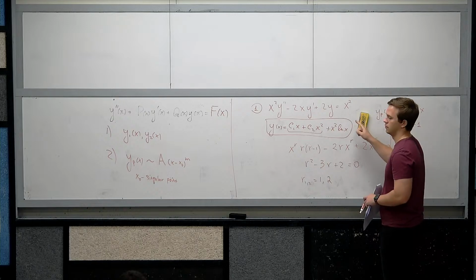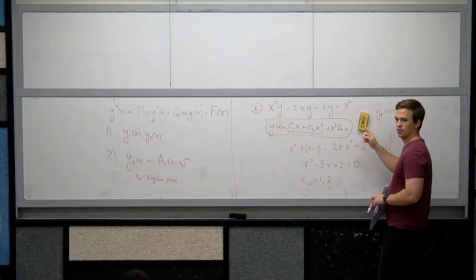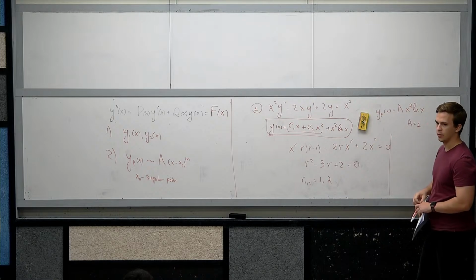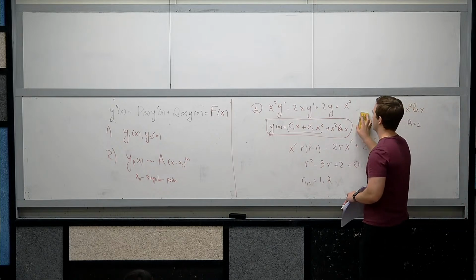Does this equation have singular points? Yes, at infinity. At 0, is it an irregular singular point? Regular. Yes, you're right. So x equals 0 is a regular singular point. Good.